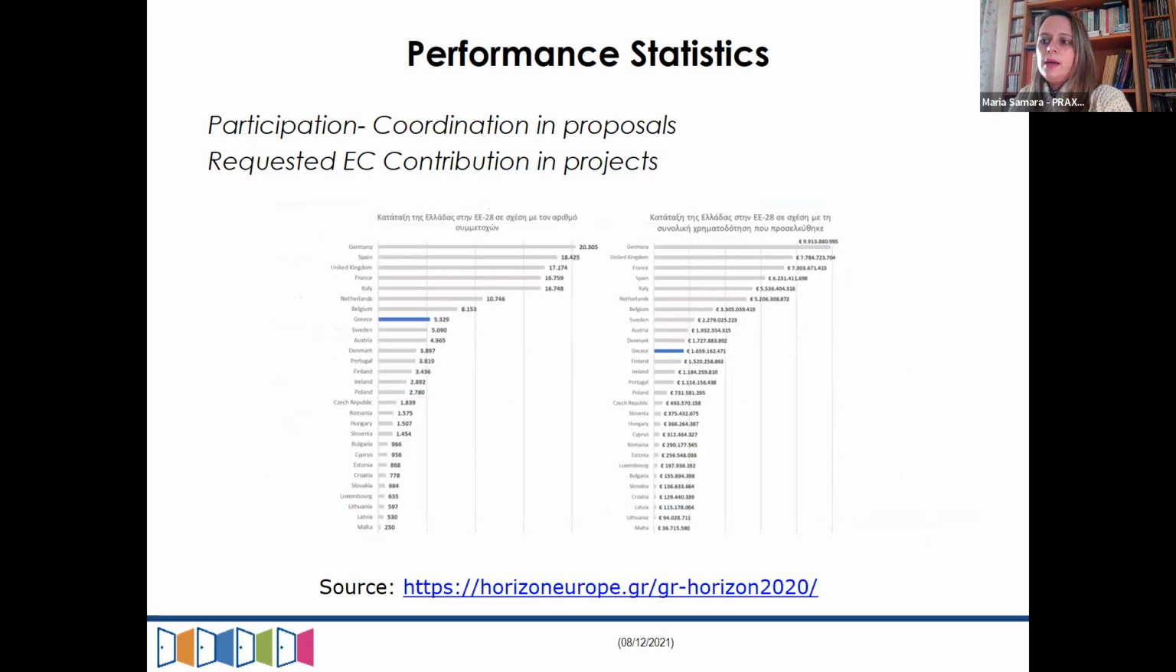Here you can see some examples of comparative analysis of country performance based on the participation, coordination in proposals, and requested basic contribution in projects. These diagrams can also be included in a report or in the website of the National Contact Point. This is the case also in the Horizon Europe website, including information about the Horizon Europe program in Greece.